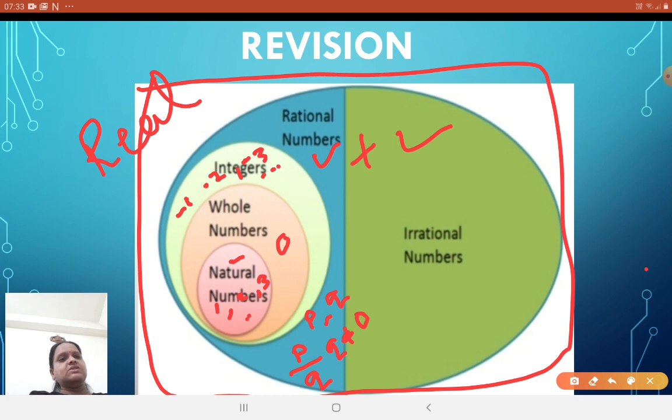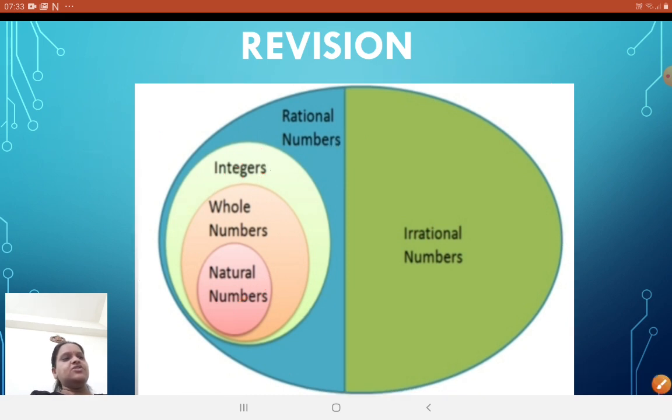I think this concept is again clear to all of you. We have seen a few true or false sums related to this in the exercise. Is it correct? Yes. So can we continue with the next part now for the revision?